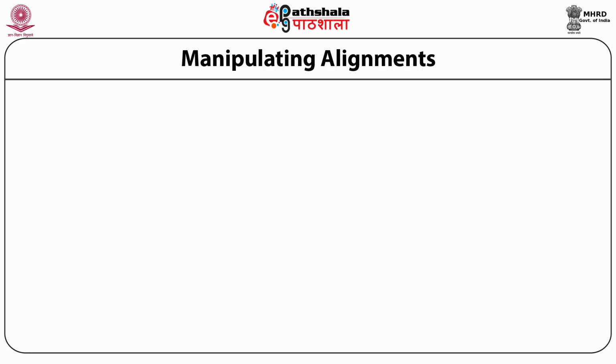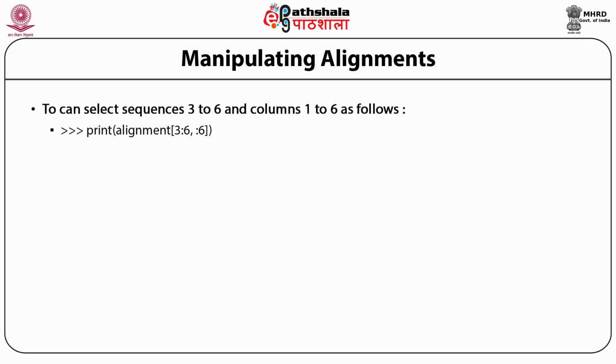Suppose I want to print the alignment from 3 to 6, and then I want the first 6 columns. All I have to say is print alignment[3:6, :6]. I want the first 6 columns, so the descriptor for the first can be left empty. By default it means from the first, so from 0, and then I leave it empty. I want 6 columns, so I just say 6. So this print statement displays rows 3 to 5 followed by columns 0 to 5.